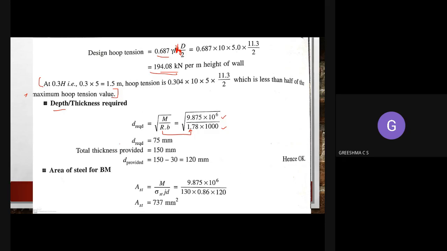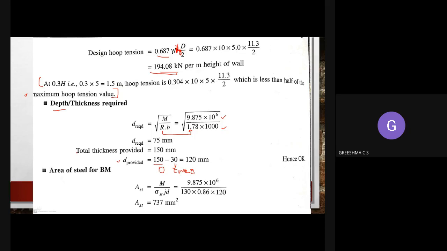Now that we can confirm that our assumed depth is correct, we can find out the effective depth that is provided. Effective depth is equal to total depth D minus cover, that is 30 mm. The same equation. So 150 minus 30, you will get 120 mm. That is the effective depth provided. That is step number 2.